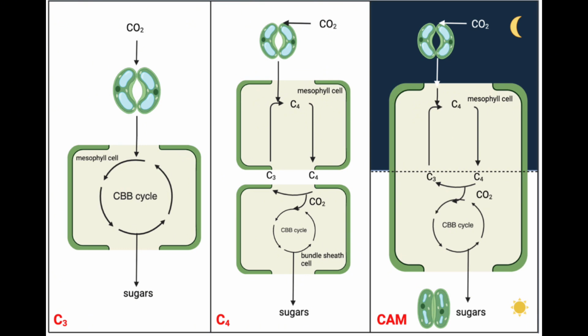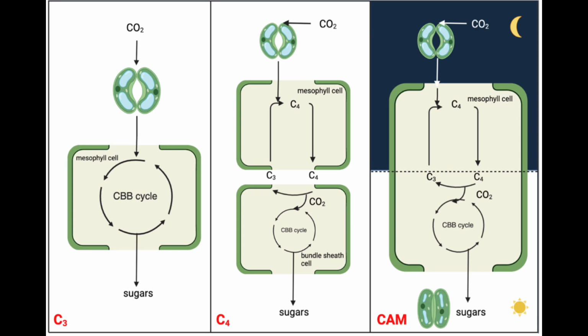C4 metabolism. C4 plants such as corn and sugarcane fix CO2 in mesophyll cells into a 4-carbon compound, which is then transported to bundle sheath cells, where the CO2 is released for the Calvin cycle. This process minimizes photorespiration by concentrating CO2 around the enzyme rubisco in the bundle sheath cells. C4 is a spatial separation of CO2 fixation and the Calvin cycle.